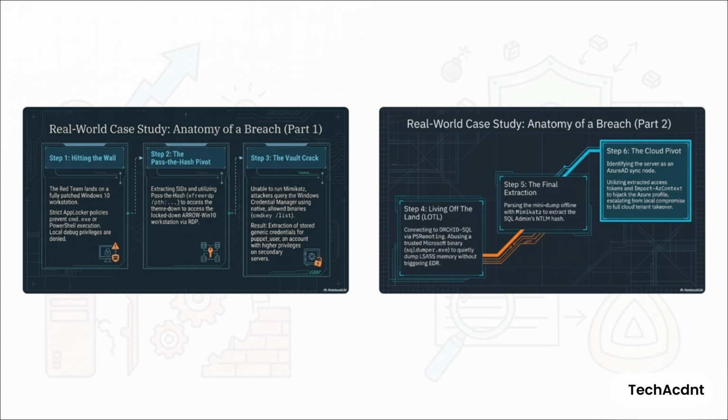By step 4, they're fully living off the land, abusing a trusted built-in Microsoft SQL binary called SQLdumper.exe to quietly dump memory without triggering the EDR alarms. Ultimately, they extracted access tokens to hijack an Azure Active Directory sync node. They escalated from a single locked-down local machine all the way to a full cloud tenant takeover.